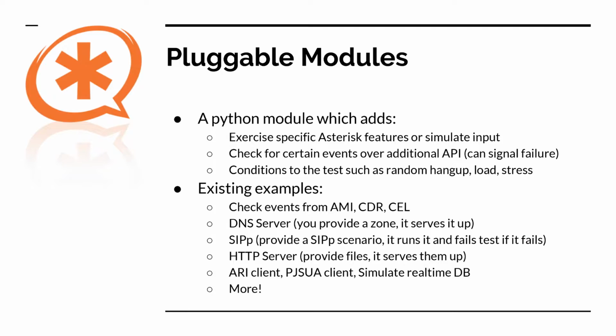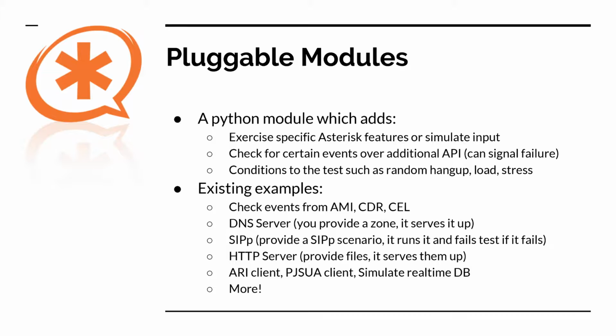And it also gives us, which is really where the power of the test suite exists, the ability to do pluggable modules. So once we've decided what our main controlling test object that's going to run the test is, we can then add in additional extra modules. So let's say that for a particular SIP test scenario, I wanted to have a check to make sure that the right AMI events occurred to confirm that things were going right, or the right CEL events. You can do that with a pluggable module.